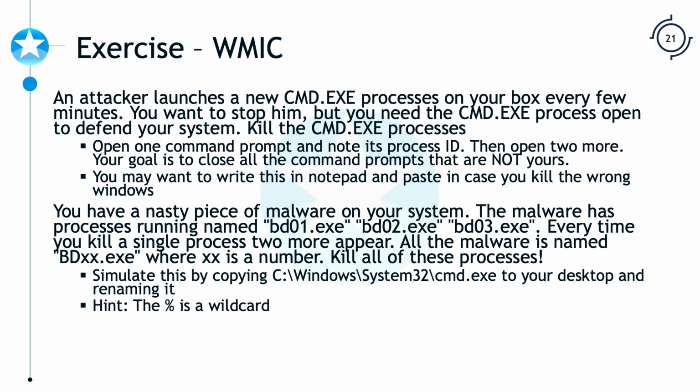So challenge 2, you have a nasty piece of malware on your system. The malware has processes named BD01.exe, BD02, and BD03. Every single time you kill a process, 2 more appear. Oh no! All of the malware is named BD followed by a number. How could you kill all of these processes at the same time? You can simulate this by copying calc or CMD to your desktop and renaming it to BD01, 02, and 03.